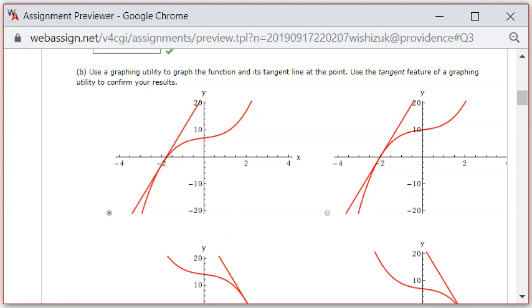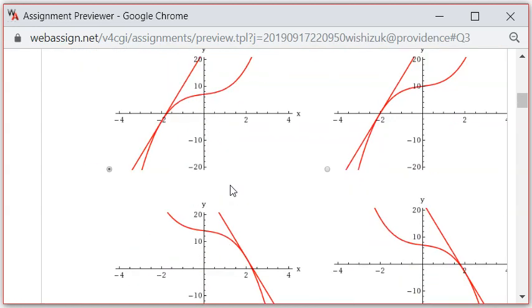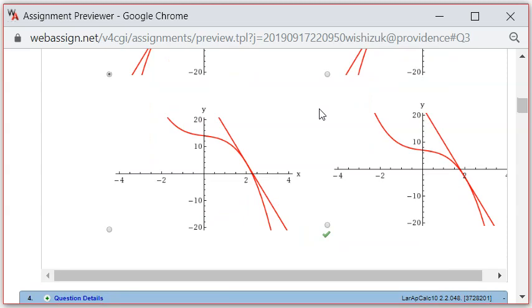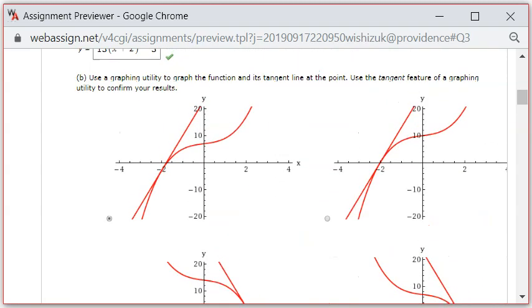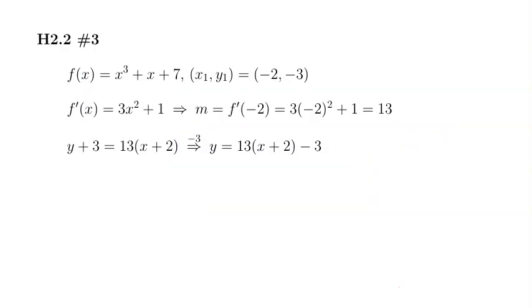All right, let's check the answer. I came back and it looks like we got that picture correctly as well. All right, that's it. I hope that this was clear.